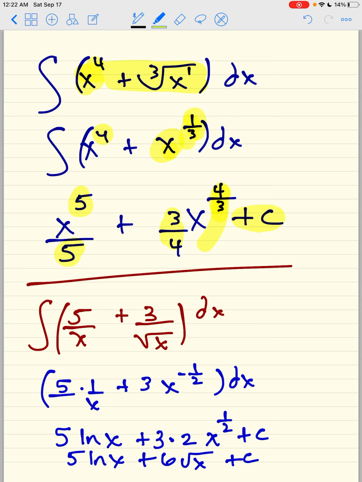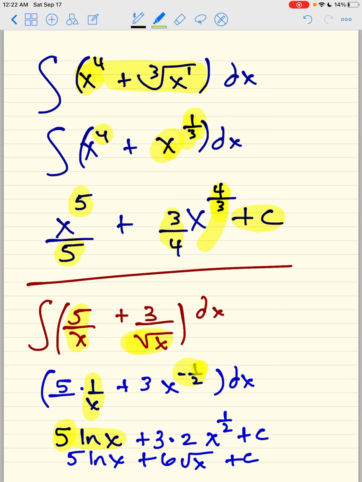For the next part, we have to integrate quotients, but we know we can't integrate quotients. So the first thing I'm going to do is rewrite 5 over x as 5 times 1 over x. You don't have to do that part, but I did it so you can see that the integral of 5 over x is the same thing as 5 natural log of x. Then I realized that the square root of x is x to the 1/2, but because it's in the denominator, I have to bring it up and put a negative there.